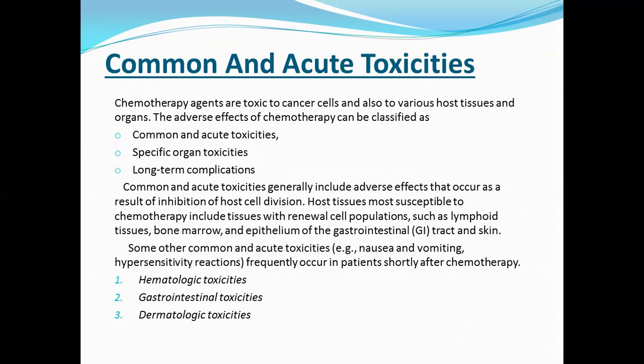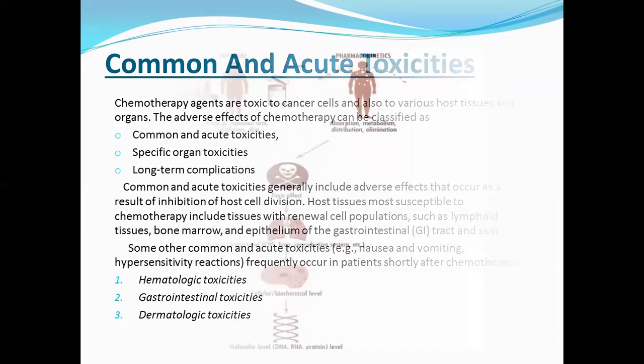Okay, so common and acute toxicities generally include adverse effects that occur as a result of inhibition of host cell division. Tissues susceptible to chemotherapy include tissues with renewable cell populations such as lymphoid tissues, bone marrow, and epithelium of the GI tract and skin. Some other common and acute toxicities are hematologic toxicities, gastrointestinal toxicities, and dermatologic toxicities.